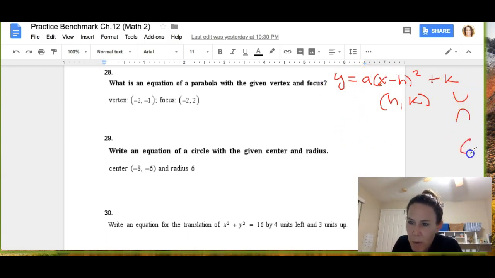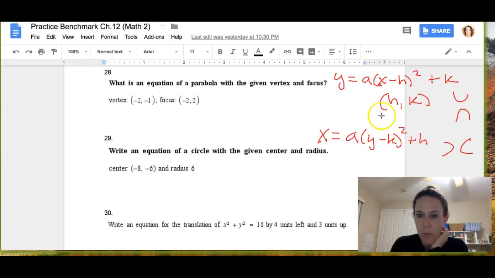You could also have a parabola side to side, and that one would be x equals a times (y minus k) squared plus h. So this one is a little different. It's the y squared parabola.